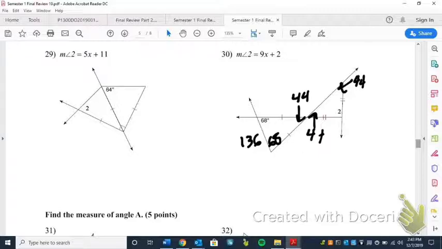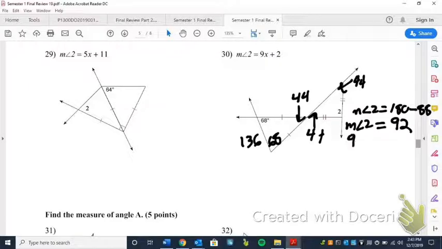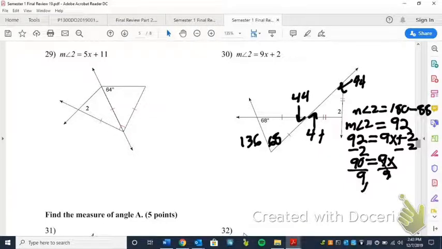44 and 44 is 88, which means that the measure of angle 2 is 180 minus 88, or 92 degrees. And then go plug that back in. 92 equals 9x plus 2. Subtract 2 from both sides. My brain was getting ahead of my mouth. 90 equals 9x. Divide by 9, and we get x equals 10.